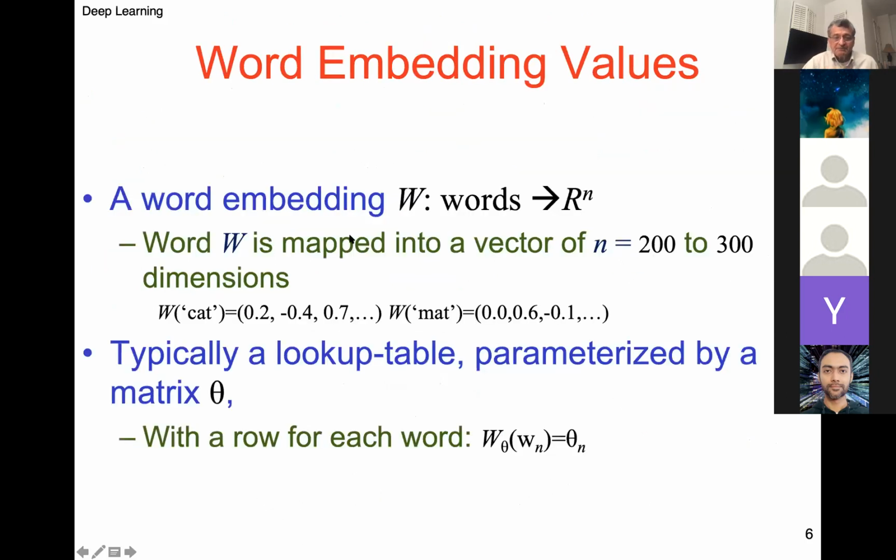So, word embedding values. A word embedding, W, maps words to numbers in n-dimensional space. Word W is mapped into a vector of n equal to 200 to 300 dimensions. For example, the word embedding W of cat becomes 0.2, -0.4, 0.7, or the word embedding for mat becomes 0.0, 0.6, -0.1, all right? Typically, a word embedding is a lookup table parameterized by a matrix theta with a row for each word. So we'd say the word embedding with these parameters for the nth word is parameterized by matrix theta. There is an nth row of that matrix, all right? So that would be the word embedding.